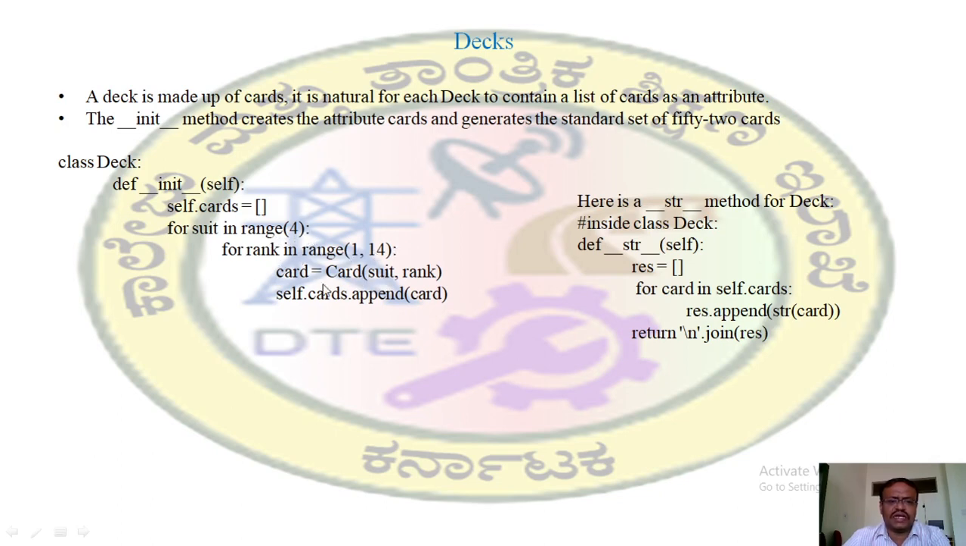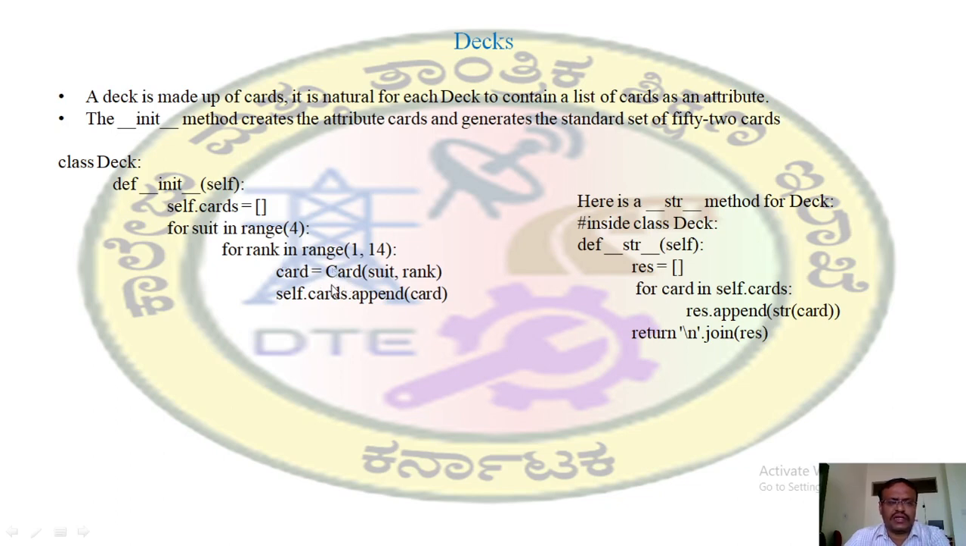What I am doing is creating a card here. There are 4 suits, and each suit has ranks from 1 to 14, which comes to around 52, right? So for each suit we are generating a rank.